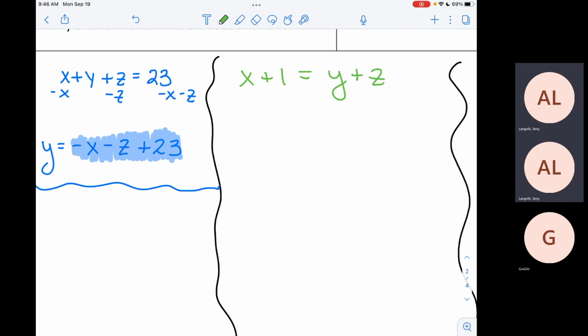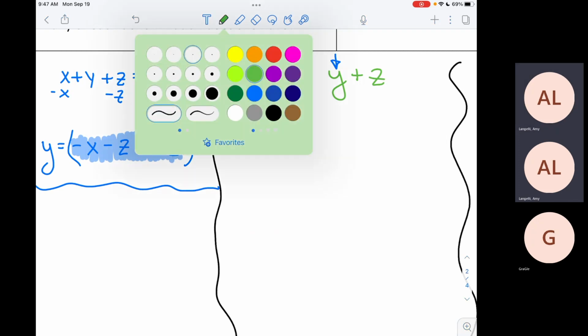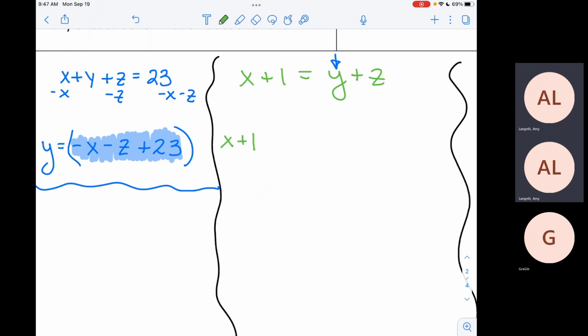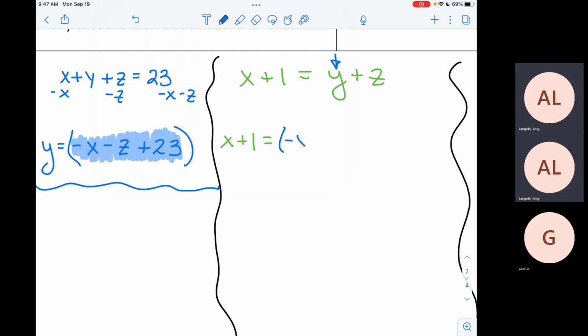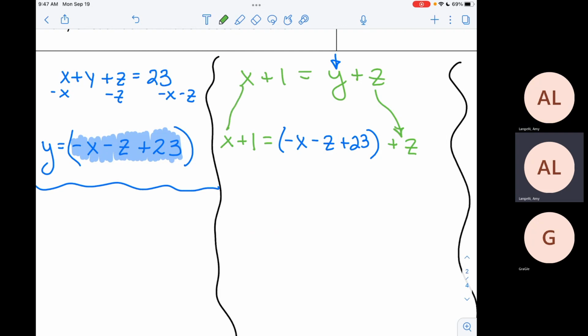Yep, see all that blue stuff? All this blue stuff needs to go in for this Y, and then we get it in the standard form. So we keep X plus 1, we keep our equal sign, we take away the Y, and we put in negative X minus Z plus 23. And please don't forget the plus Z on the back. So many kids sometimes forget to bring the last thing down. So just be careful. Does everybody see what happened on that?